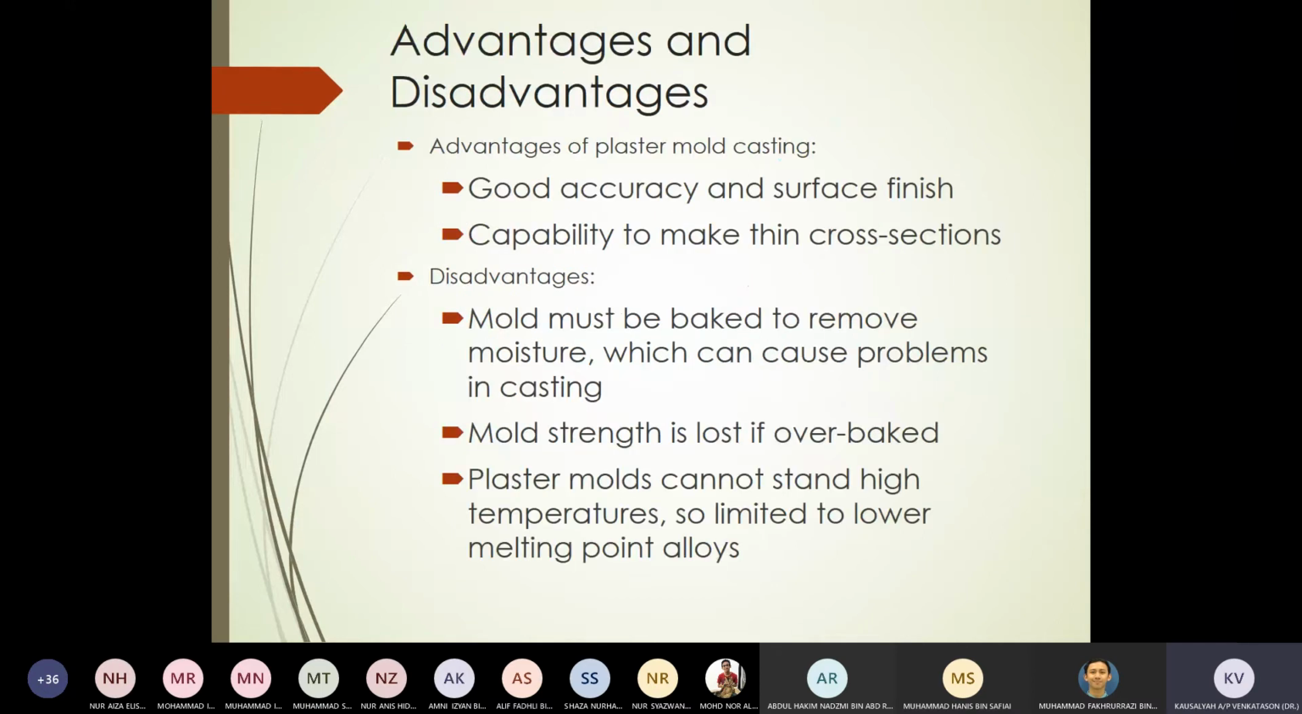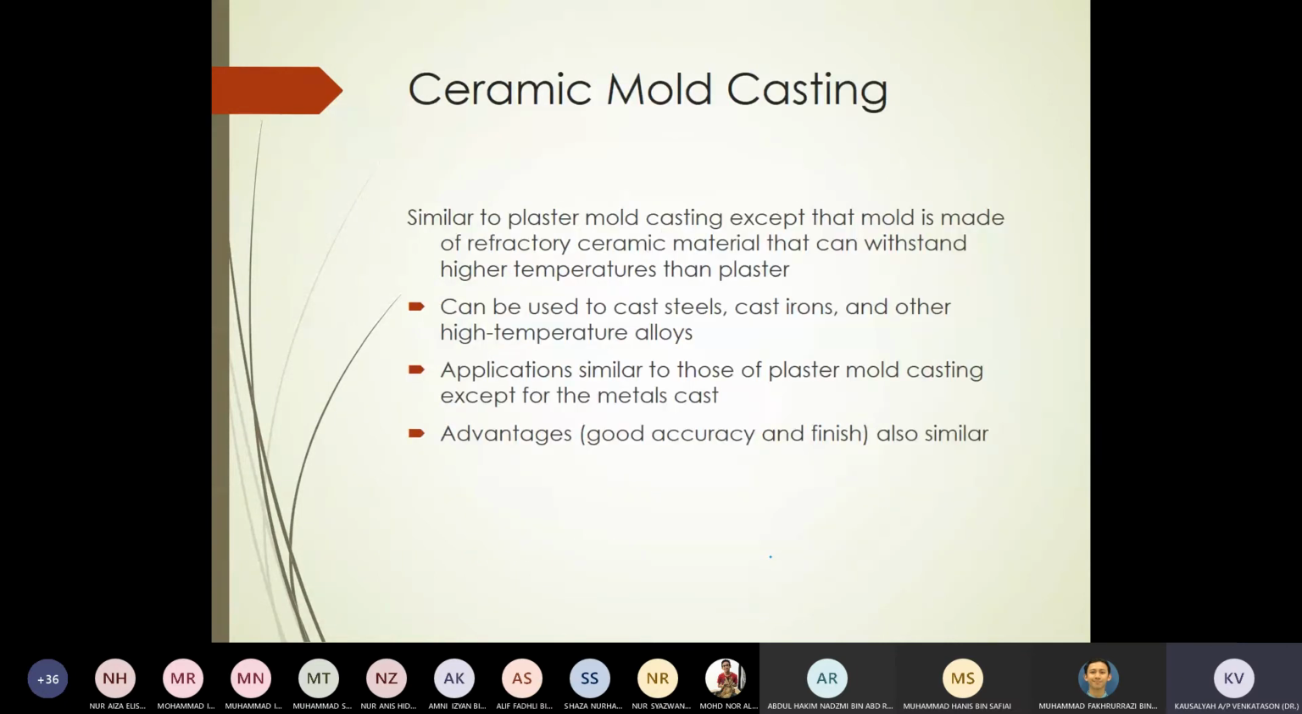Pros and cons. Good accuracy and surface finish for the pros. Capability to make thin cross sections. Cons. The mold must be baked to remove moisture, which can cause problems in the casting. Mold strength is lost if it's overbaked. Plaster molds cannot stand high temperature, so it's limited to alloys with lower melting points. Okay, I'll just go through this.